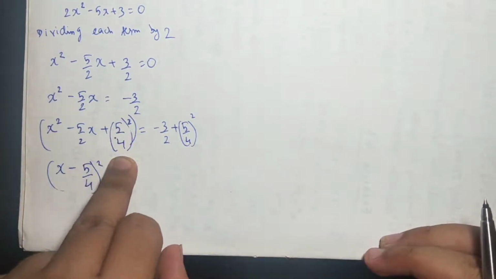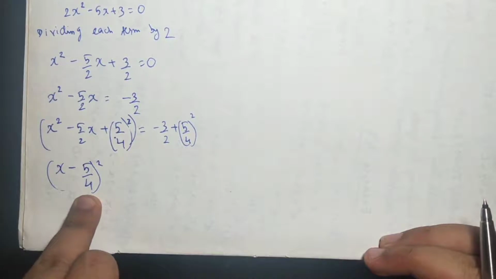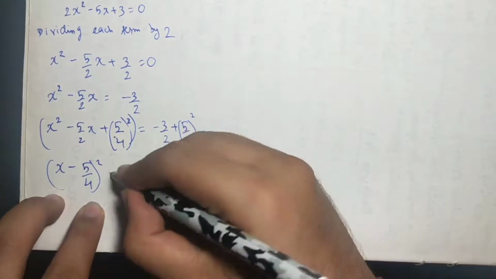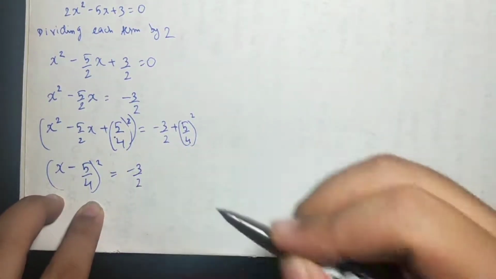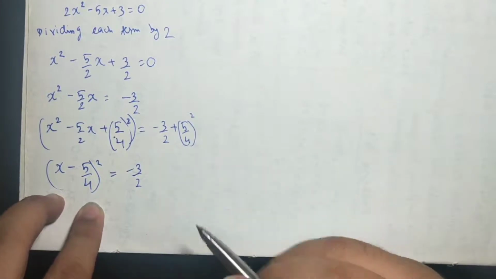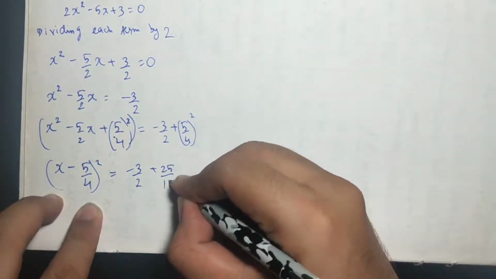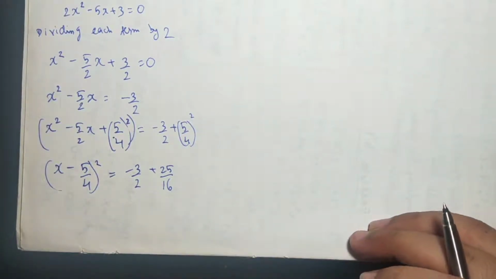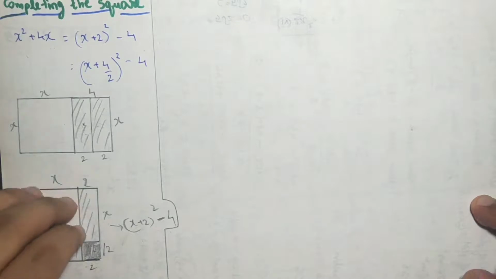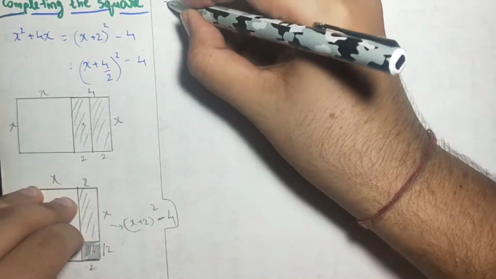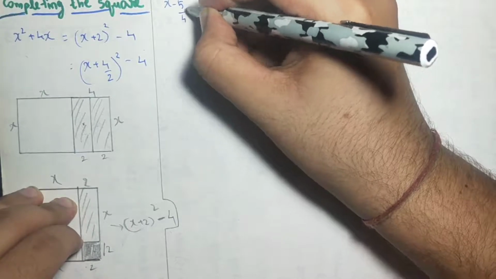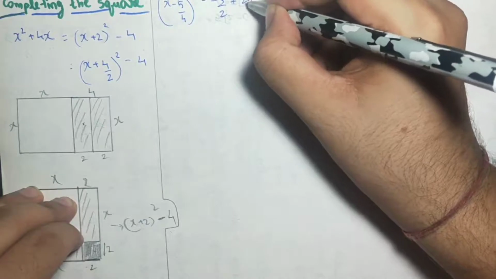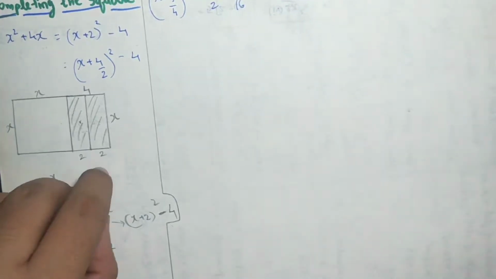Then the number which we have written in the bracket, that is 5 by 4, I have written that number 5 by 4 and the whole square. This is a perfect square of this, equals to minus 3 by 2 as it is, 5 by 4 whole square, that is it will be 25 by 16. Understood? So I am writing the equation over here again so that we can have a continuity. X minus 5 by 4 whole square equals to minus 3 by 2 plus 25 by 16. This was the answer we are getting.